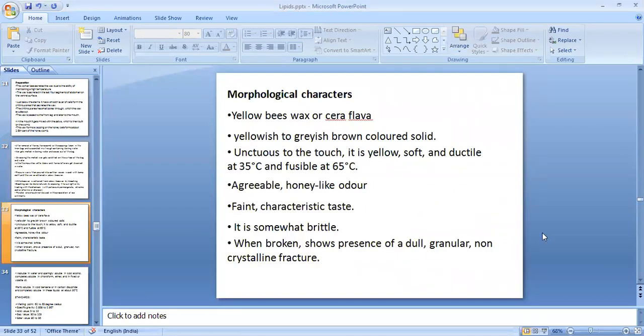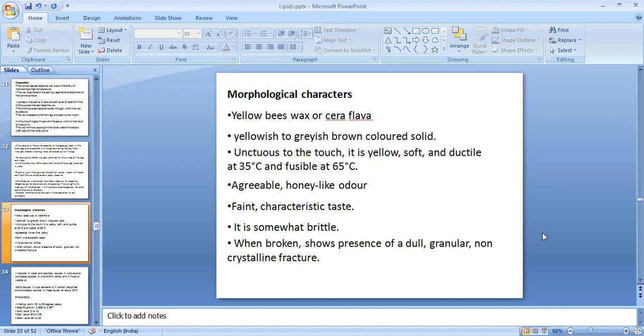And next, when you come to the morphological characters of beeswax, yellow beeswax is yellowish to grayish brown in color. It is a solid material. Whereas if you take the white beeswax, it is white in color.